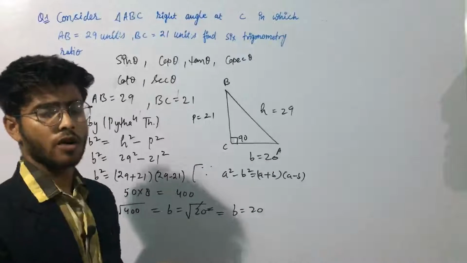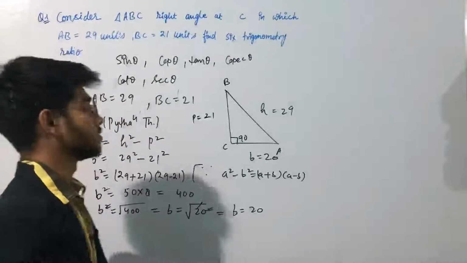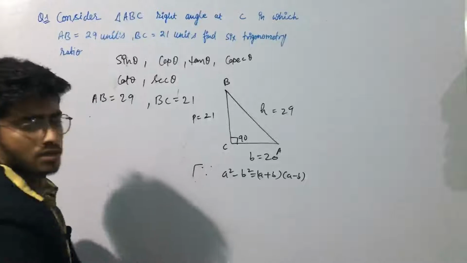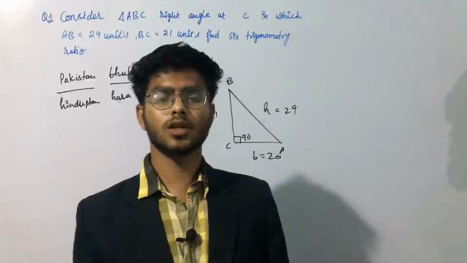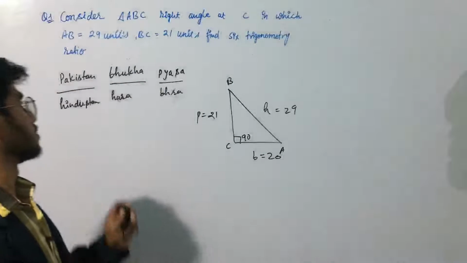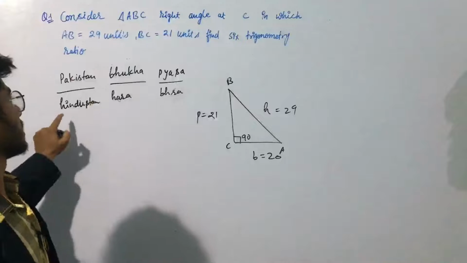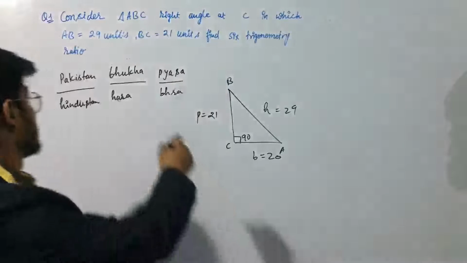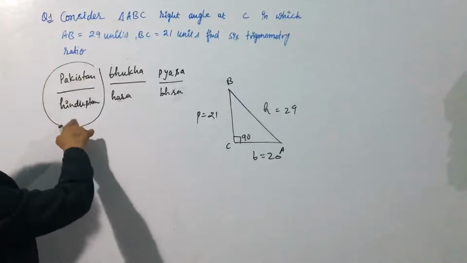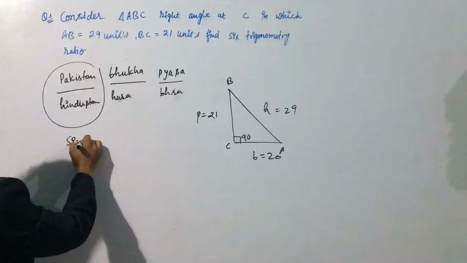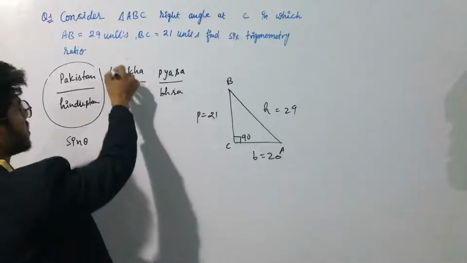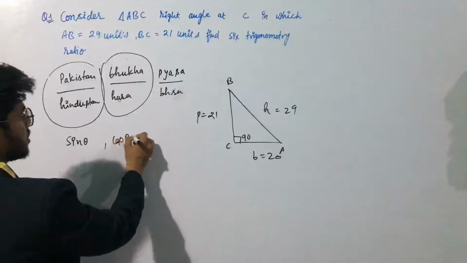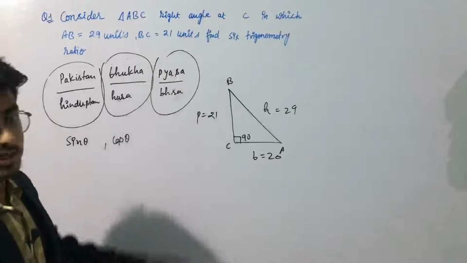So how can we find the 6 trigonometric ratios? First, can you learn our 6 trigonometric ratio formulas? Pakistan bhukha pyasa, Hindustan hara bhara. This is a trick to learn trigonometric ratios. Pakistan and Hindustan means sin theta, perpendicular upon hypotenuse. Bhukha and hara is cos theta. Pyasa and bhara is tan theta.